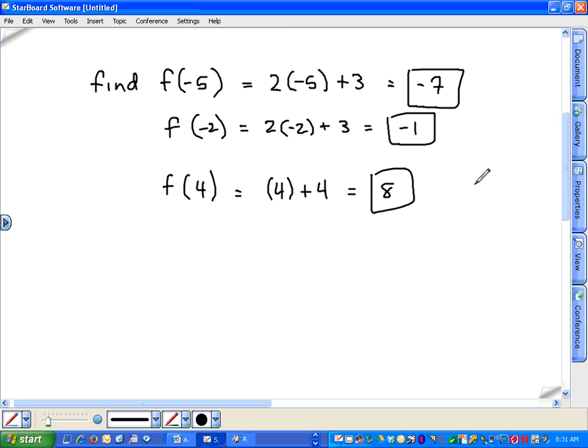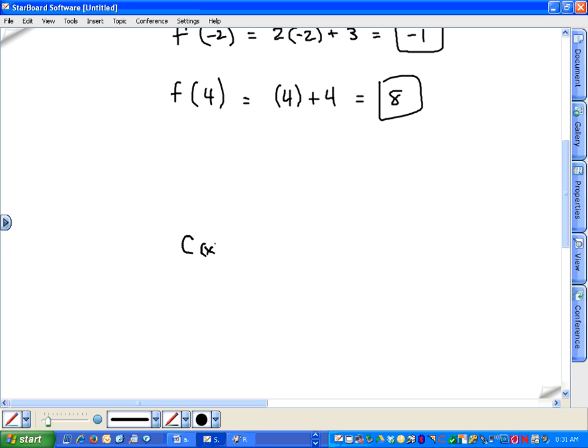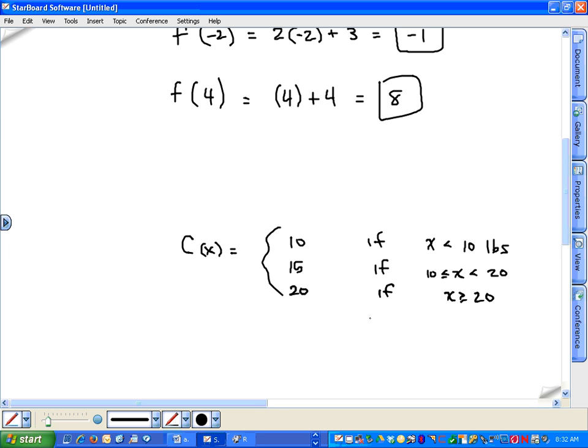So the post office may have something set up like this, where the cost, C for cost, they may charge you $10 if x is less than 10 pounds. They may charge you $15 if x is greater than or equal to 10 but less than 20, or they may charge you $20 if x is greater than or equal to 20, right? Something like that. And I know, what's that? You don't have a graph? Then we'll learn. We do learn how to graph these, but piecewise functions are used. They're used a lot in business applications. Okay. So just keep that in mind. This isn't just some made-up thing. They are used.